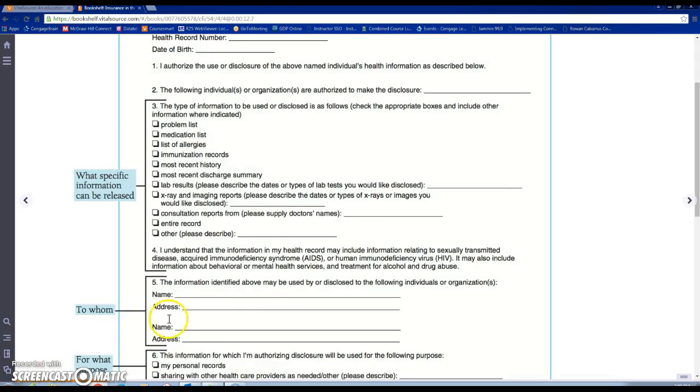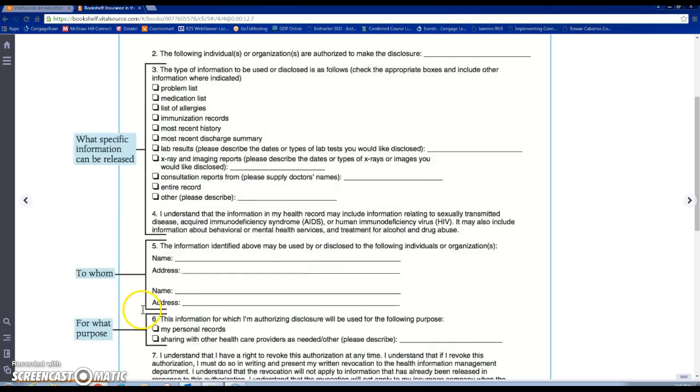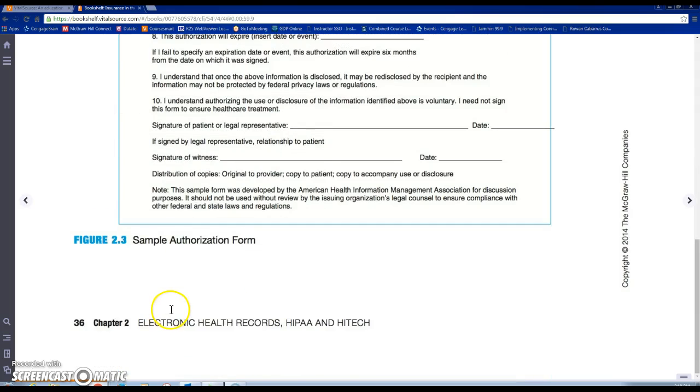This is a copy of what it looks like when you sign your disclosure, what type of information you are allowing to be released and who you're going to allow it to and for what purpose. And you do have to sign that, and it has to be witnessed.